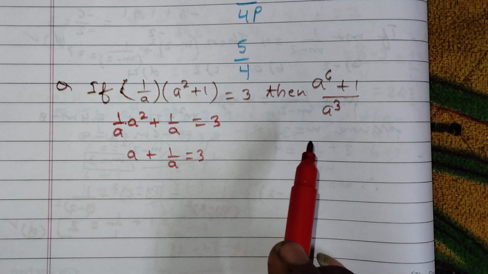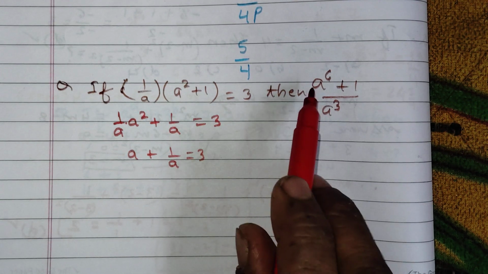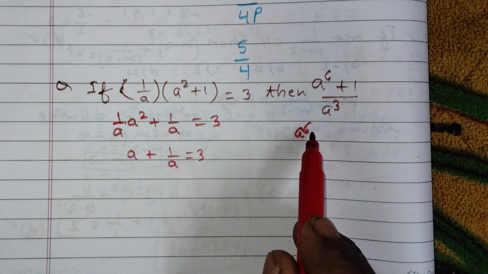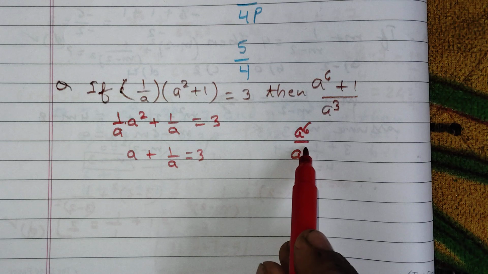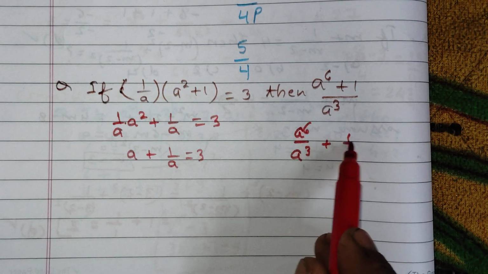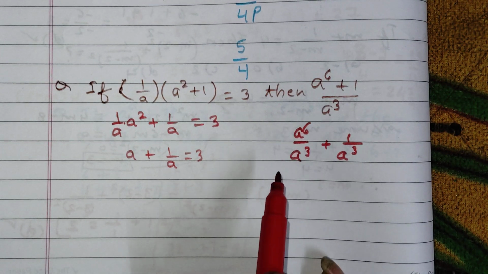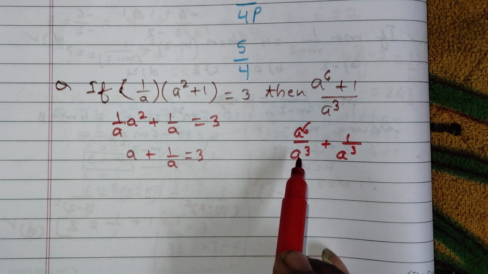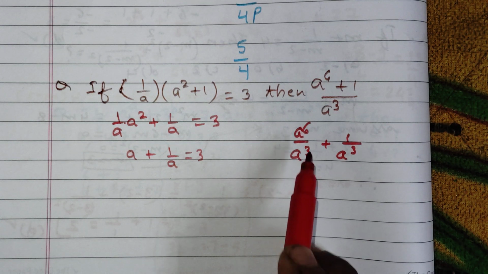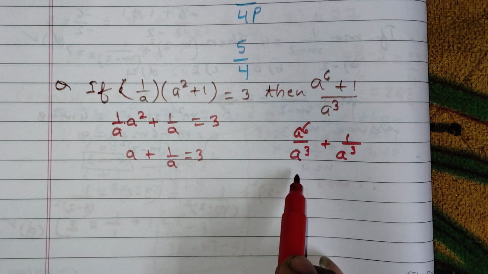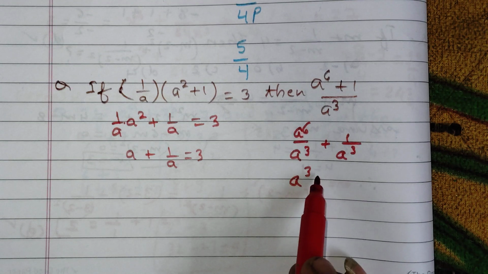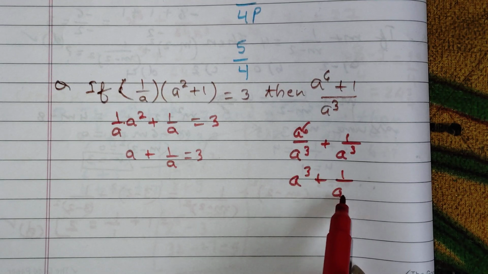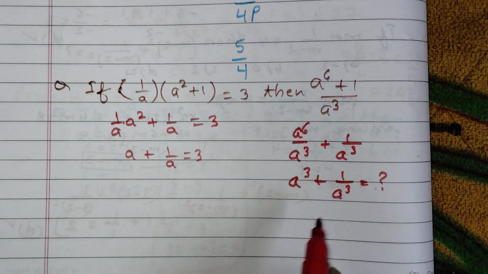Now our main question is a raised power 6 upon a cube. It means we separate out the terms by writing a cube in the denominator. So a raised power m upon a raised power n, its formula is a raised power m minus n. So 6 minus 3, we get 3. So it becomes a cube plus 1 upon a cube. Its value we need to find out.